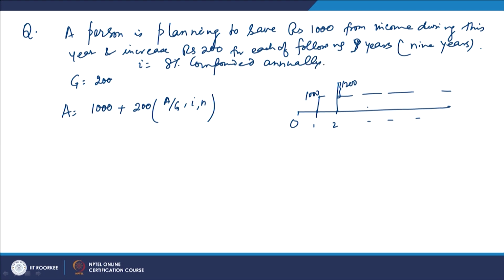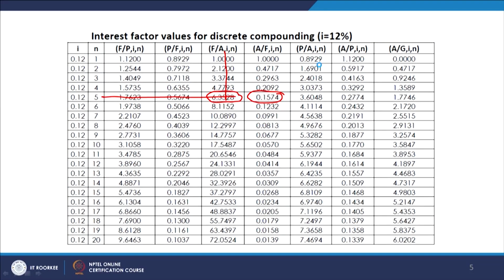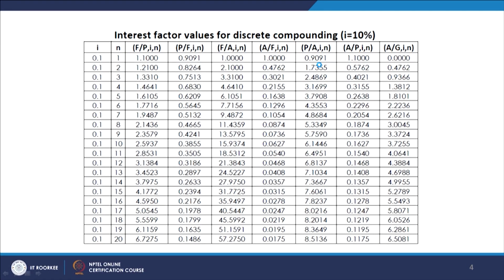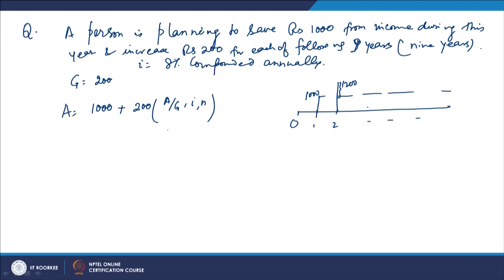In this case you have to find this A by G, i, n, which we have already seen. You can go to the 8% interest table. This 8% interest table is not given, but you can calculate it, since the 7% interest table is given. The 8% table value is coming out to be 3.8713.